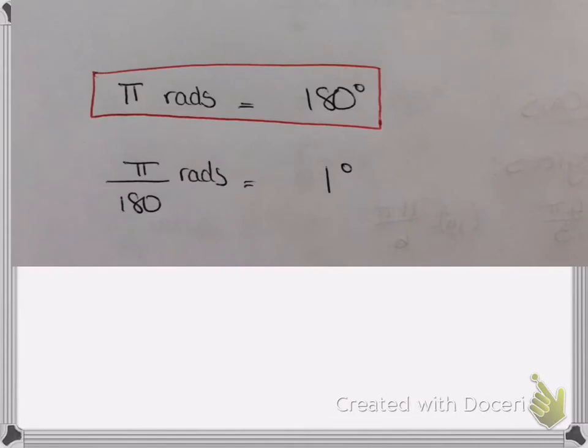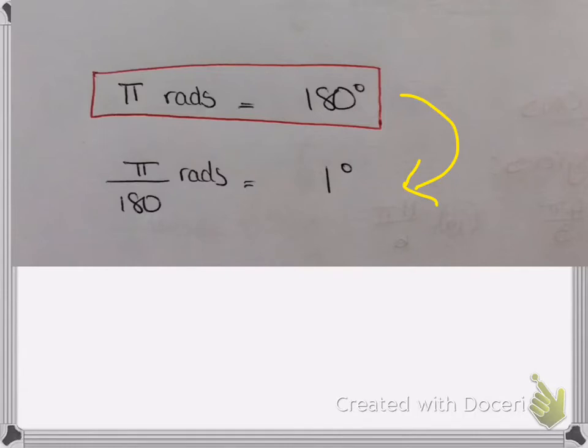Again, if I start off and I have pi radians is equivalent to 180 degrees, that's always going to be my starting point. If I want to figure out what 1 degree is equivalent to in radians, well then I'm now going to divide both sides by 180. So by dividing both sides by 180, I end up getting what 1 degree is equivalent to in radians. So 1 degree is equivalent to pi all over 180 rads, okay, radians, rads for short.